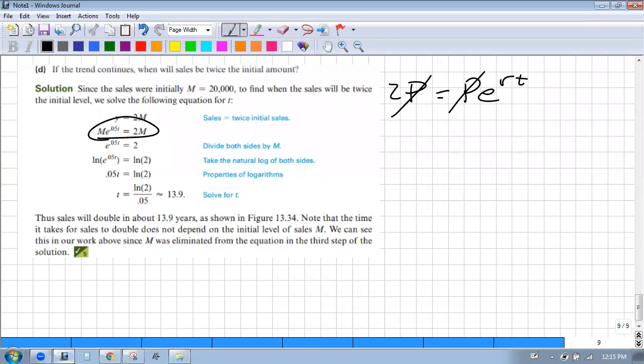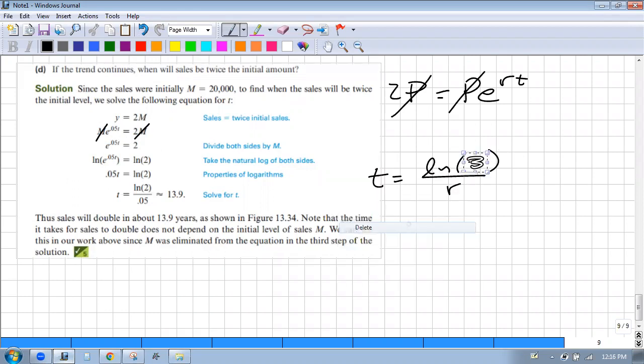So we use our formula, replace our y value with twice our initial value, the initial values go away, right? Take the natural log of both sides, so you have 0.05 t equals natural log of 2. Basically, the time it takes to triple your money is going to be natural log of 3 over the rate. The time it takes to quadruple your money is going to be a 4 there. The time it takes to have half of your money, if your money is decreasing instead of increasing, you're going to have a half there.